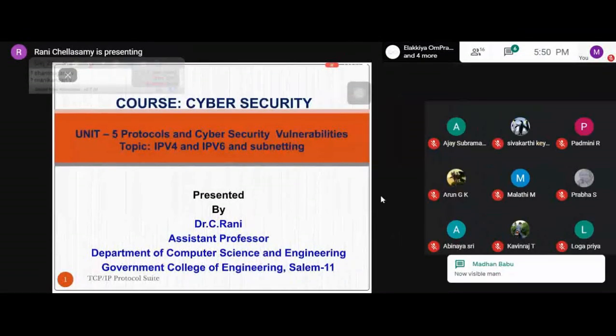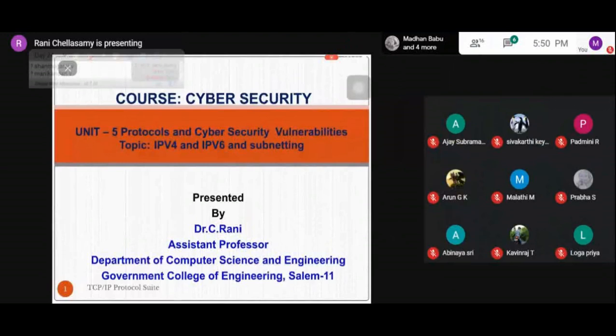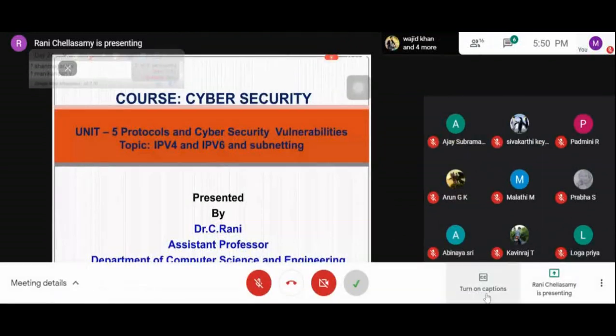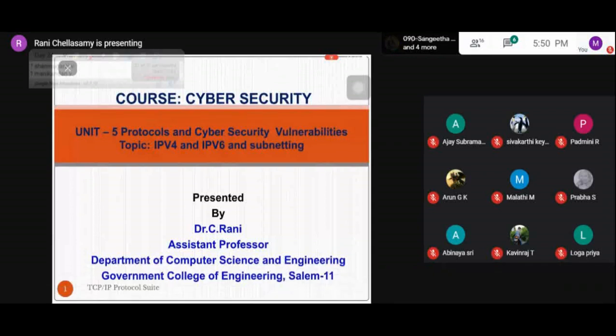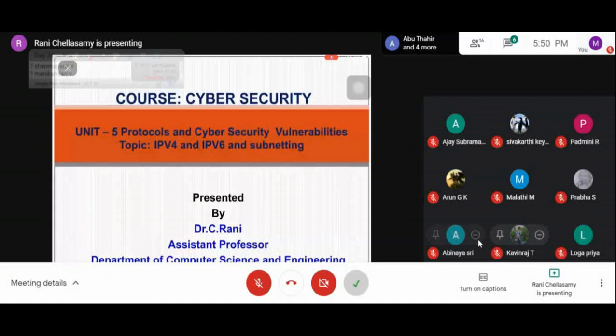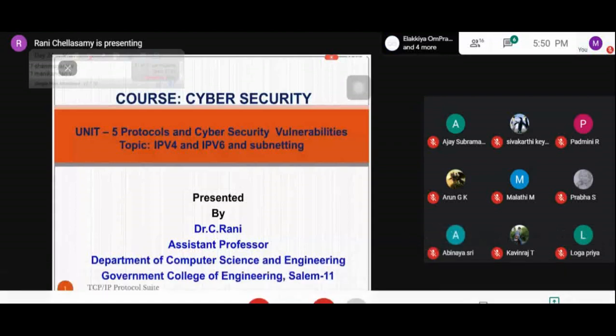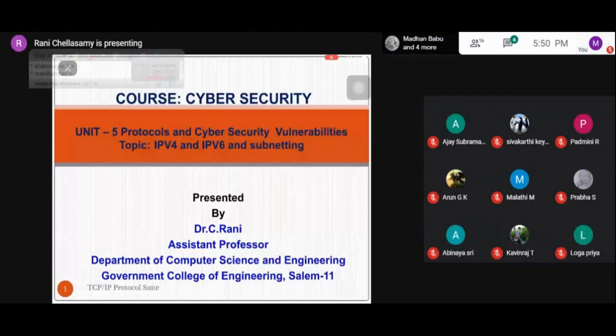In the fifth unit, we're going to see the topic on IPv4 and IPv6 connecting. Okay, so there is Internet Protocol, which is a layer 3 protocol. The Internet Protocol belongs to the network layer. We are going to see the two versions associated with this Internet Protocol. The first version is version 4 and the second version is version 6.